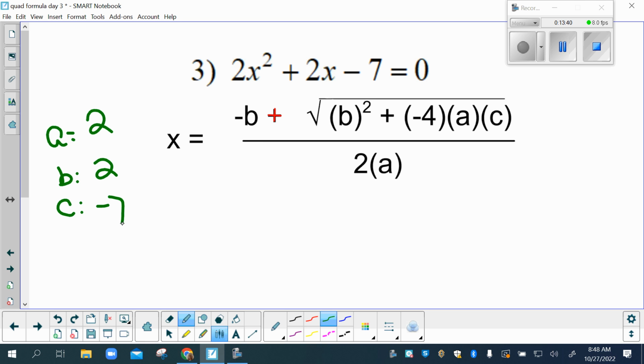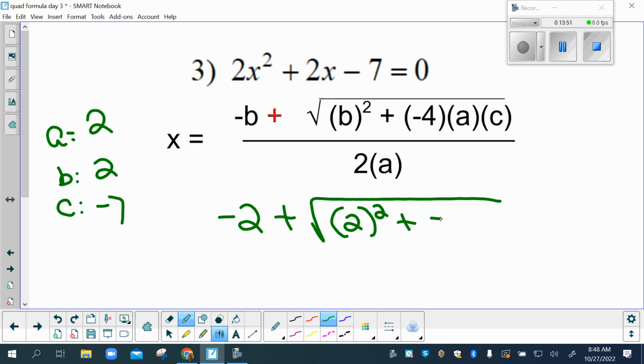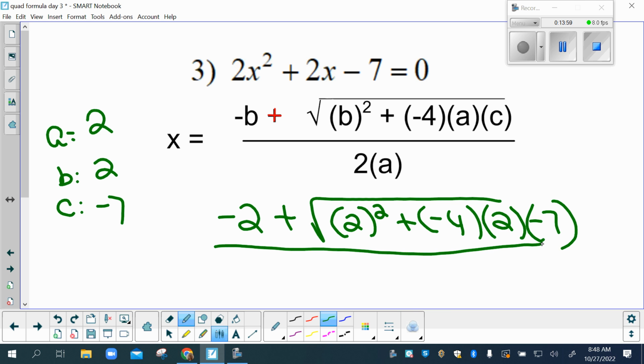Okay, so here we go. Ready? Everyone's ready. -2 plus or minus the square root of 2 squared plus -4 times 2 times -7, all over 4.